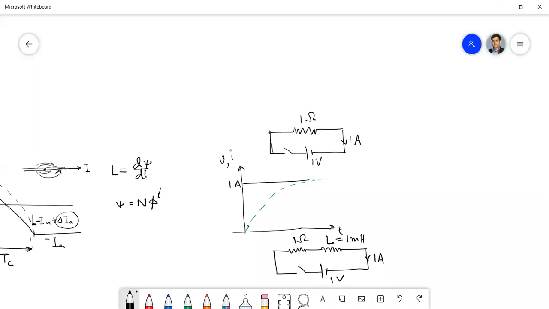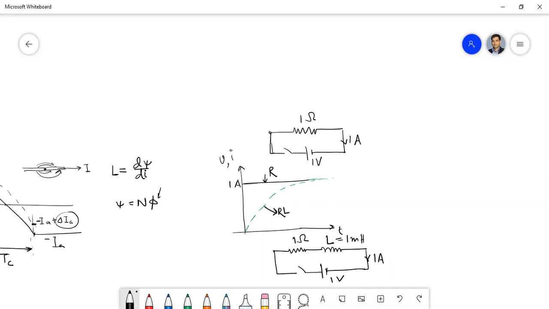The difference is that the previous circuit is just an algebraic equation. We can write the previous circuit by Ohm's law only. But the circuit having the inductance will give me a differential equation. Therefore, the current here will change with some delay. So that is the difference. This is the effect of inductance. This is the RL circuit response and this is the R circuit response.